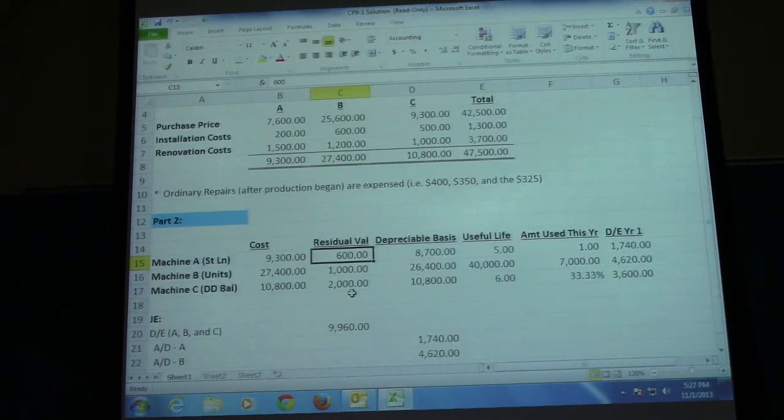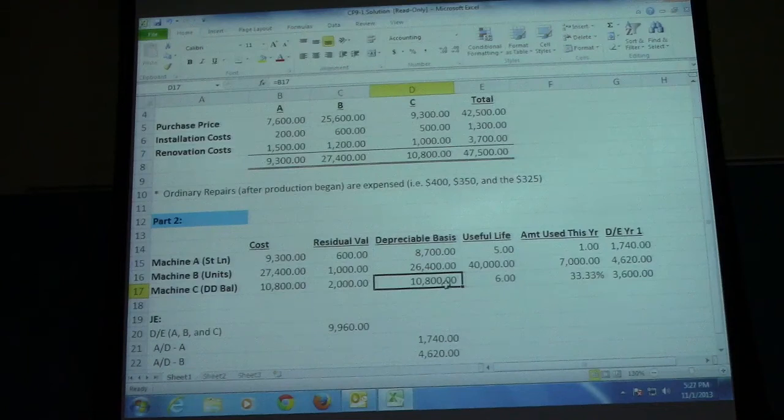We then subtract out the residual value to get the depreciable basis. This is the part we actually use for our calculation, right? This is the part that we actually depreciate upon. There's one caveat I want to mention here. For depreciable basis, for the straight line method and the units of production method, it is simply cost minus your residual value. But for the double declining balance method, machine C, the depreciable basis is not cost minus residual value. It is instead net book value. Net book value is the actual amount that we're going to use in our depreciation calculation. Net book value is cost minus accumulated depreciation. However, we're doing this on year 1, which means accumulated depreciation is 0.